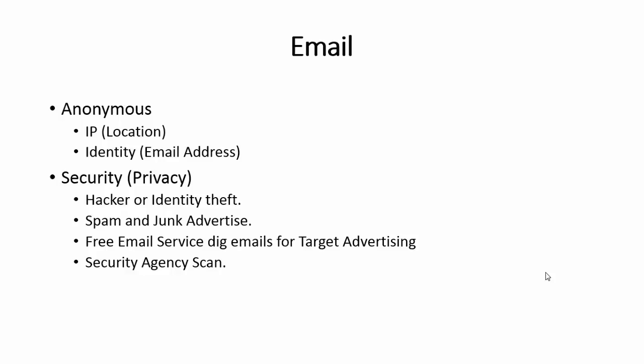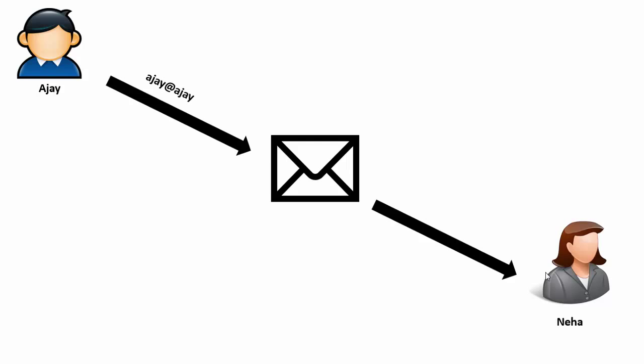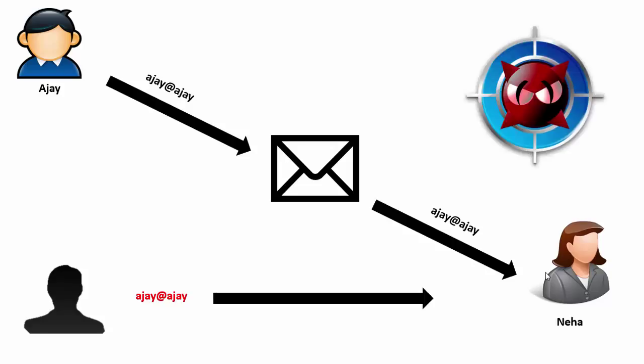So how can it be secured? For this example, think Ajay needs to send Neha an email. So he uses his mail ID ajay@ajay and sends a mail to Neha. In a normal scenario, Neha first looks that she received it from Ajay. So okay, she will open the mail, read the content or download and open the attachment. But what if any hacker or identity thief uses the same mail ID and sends mail to Neha? Definitely she will open the mail and it might contain malicious software or a keylogger that will give the hacker unauthorized access. And creating a fake email ID is simpler than creating a new ID. That will be shown in my practical session.